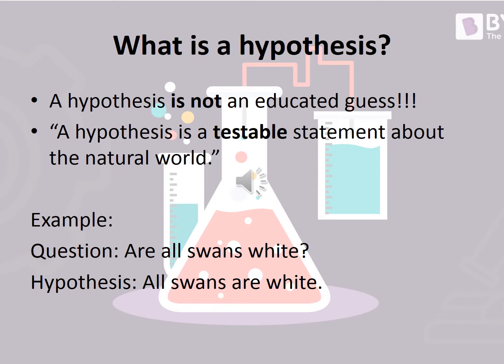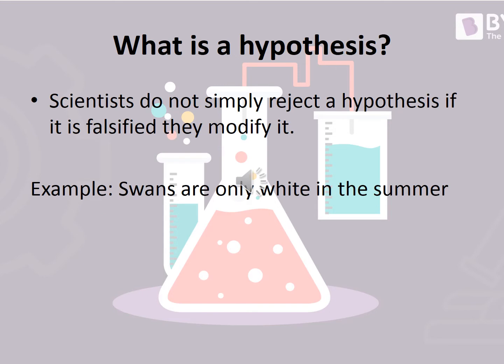For example, you might ask the question, are all swans white? With a hypothesis, you will use what you already know to make a statement. For example, all swans are white. As scientists discover their hypothesis not to be exactly true, if it is falsified in some way, they will modify it. For example, we find a swan that is not white.